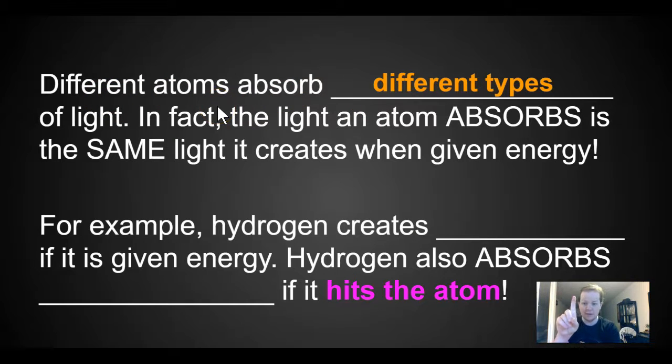It's like fingerprints. In fact, the light an atom absorbs is the same as the light it creates. It scatters. Remember, absorb, scatter, absorb, scatter. It's the same light. For example, hydrogen scatters red light if it is given energy. Hydrogen also absorbs. It's absorb, scatter, absorb, scatter. It's the same type of light.